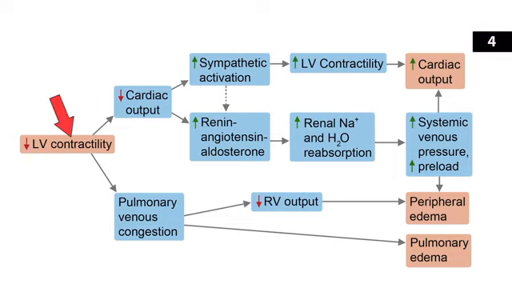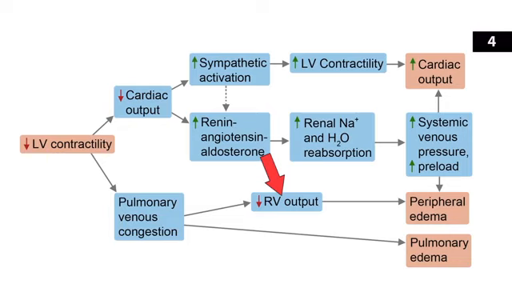Then going back to the beginning on the far left, we said that decreased left ventricular contractility has two effects. Not only does pump failure affect the fluid going forward, which is decreased cardiac output, but it also affects the fluid coming in. So as blood backs up, you get pulmonary venous congestion. The blood backs up from the left ventricle into the pulmonary veins, which is going to result in a decreased right ventricular output. So decreased left ventricular contractility eventually leads to decreased right ventricular output. I'm sure you've heard this before. What's the most common cause of right-sided heart failure? Left-sided heart failure.